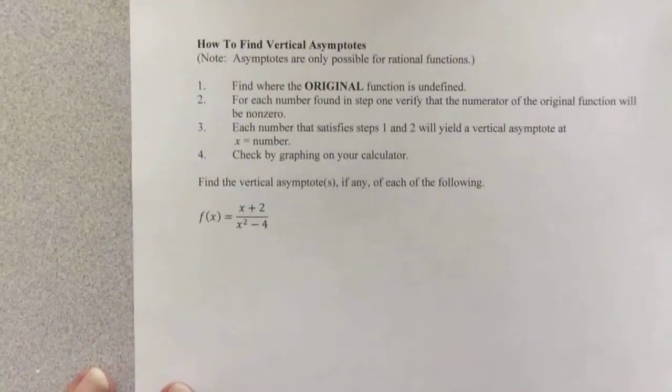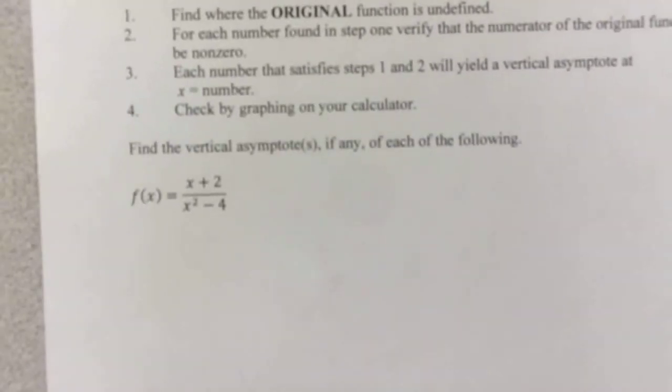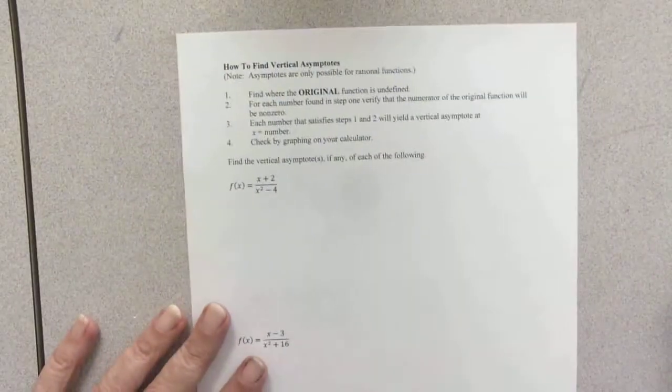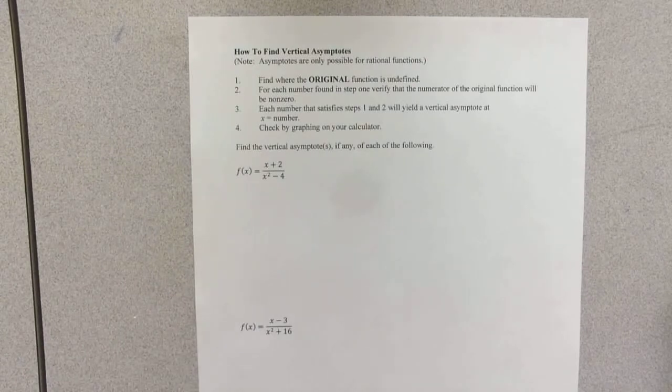So how to find vertical asymptotes. Note, again, asymptotes are only possible for rational functions. 1, find where the original function is undefined. 2, for each number found in step 1, verify that the numerator of the original function will be non-zero. 3, each number that satisfies steps 1 and 2 will yield a vertical asymptote, x equals number. And 4, good habit, check by graphing. We are just going to use algebra here.